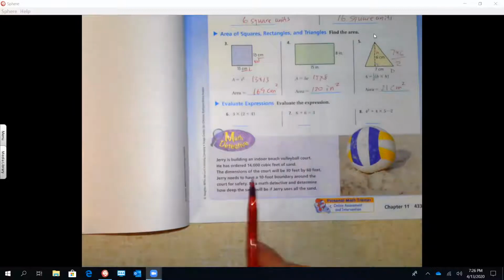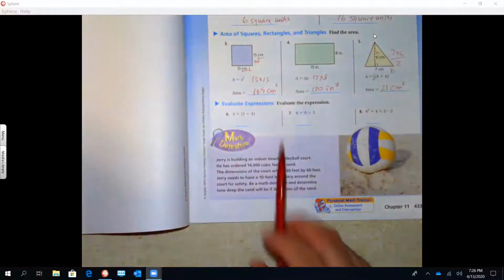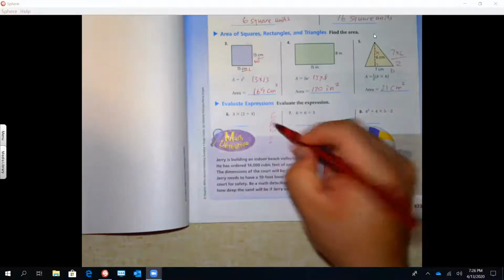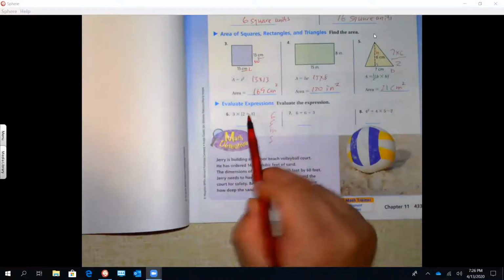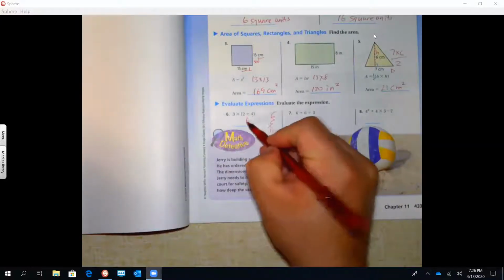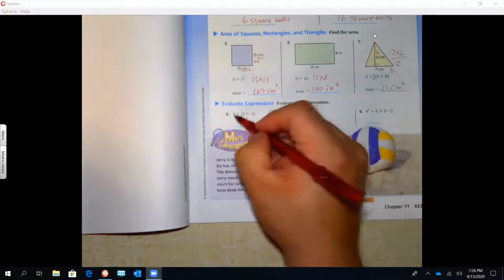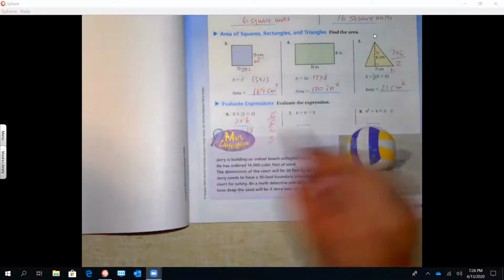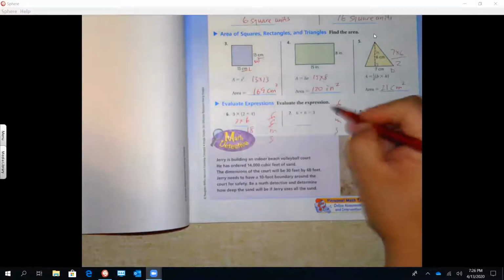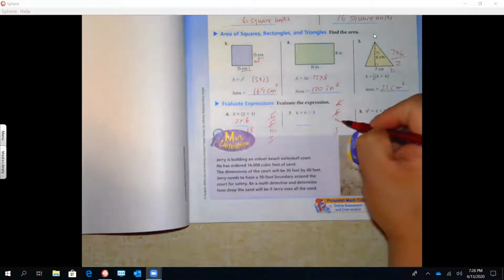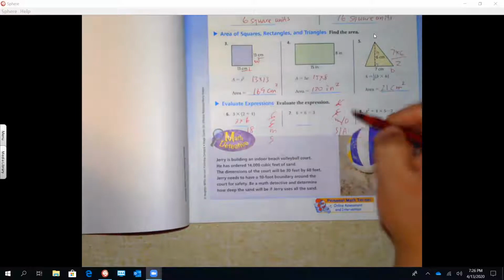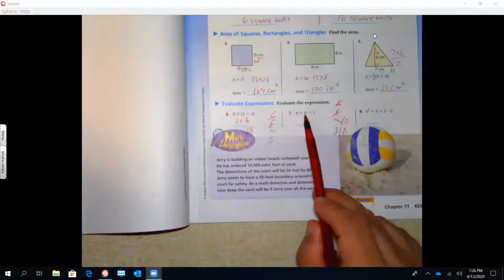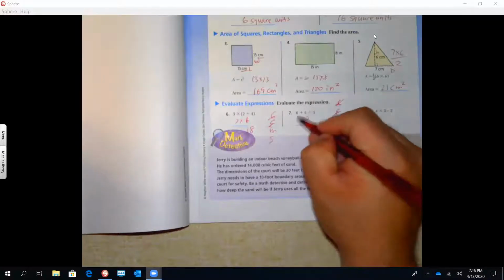Evaluate the expressions. What's the first step you have to do when you evaluate expressions? You have to do order of operations. So GEMS, groupings. We'll do the groupings first: 2 plus 4, 6. There's no exponents. Now you're going to multiply 3 times 6, and you get 18. No groupings, no exponents, then multiplication or division, addition, subtraction. So you read it, and it's division, so 6 divided by 3 is 2. 2 plus 6 equals 8.